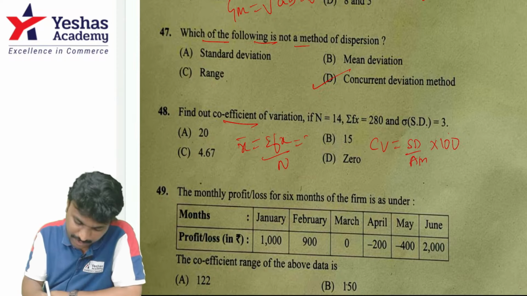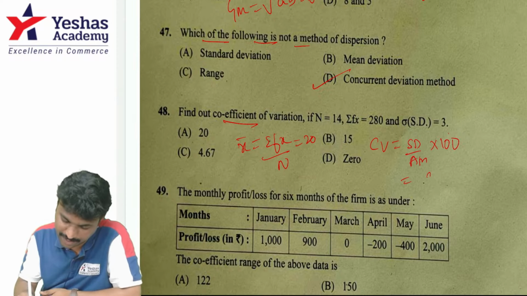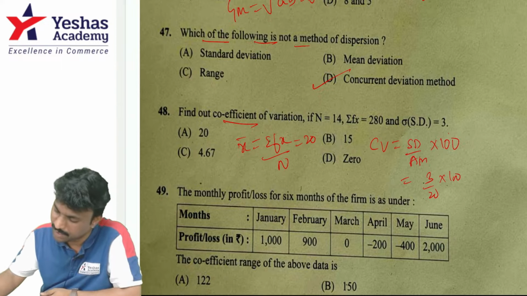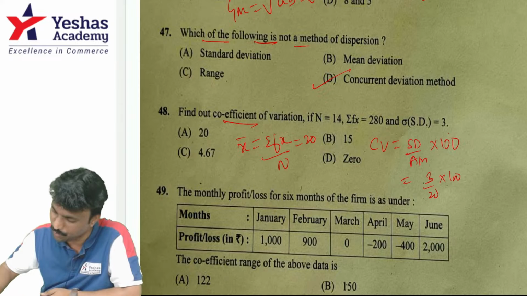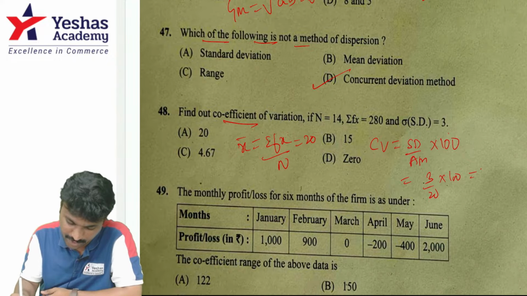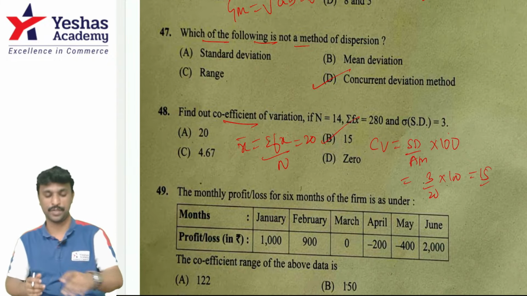That fetches me how much? 20. So it is 3 by 20 into 100. So 3 divided by 20 into 100, that fetches 15. So therefore, CV is option B.